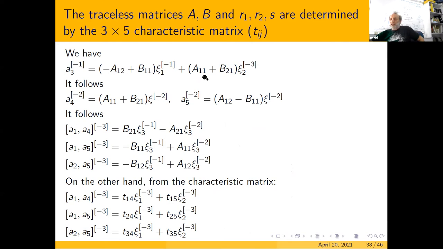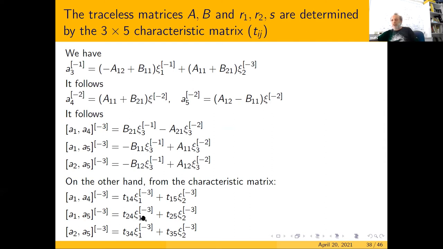This is the entries of matrices A and B. From here, we get the homogeneous degree minus 2 part of A4. And for this bracket, the quasi-homogeneous part of degree minus 3. But now we are using the characteristic matrix. We know what it is from the characteristic matrix. What is it? The bracket of A1 and A4 of degree minus 3. It depends only on the last two columns of the characteristic matrix. And these are these guys.